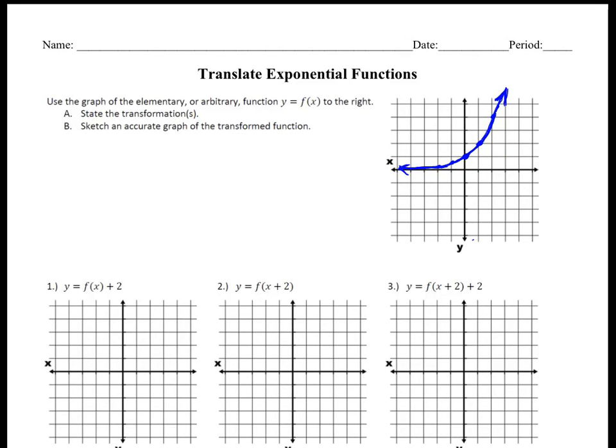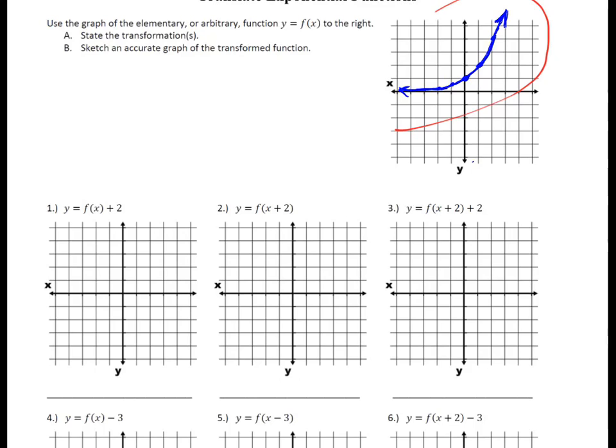Alright, time for the solutions for the translate exponential functions assignment. So what you're going to do is start with this function and do these particular transformations on it. Namely, this first one, since it says plus 2 outside these parentheses, is going to be a vertical shift plus 2. And this one, since it says plus 2 inside the parentheses, is going to be a horizontal shift negative 2, because if it's inside the parentheses, you're going to go in the opposite direction.